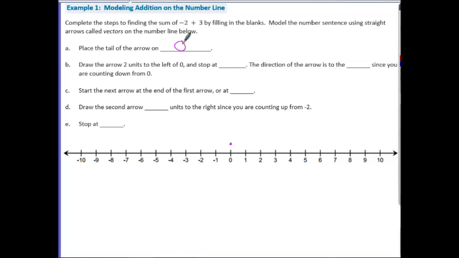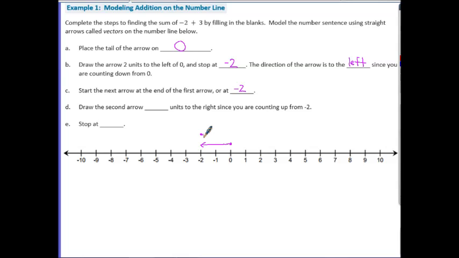Part B says draw the arrow 2 units to the left of 0 and stop at. So if we're going 2 units to the left, that's going to leave us at -2. The direction of the arrow is to the left since you are counting down. Start the next arrow at the end of the first arrow or at -2. So this is similar to an example we did yesterday. So we're going to start here just above.